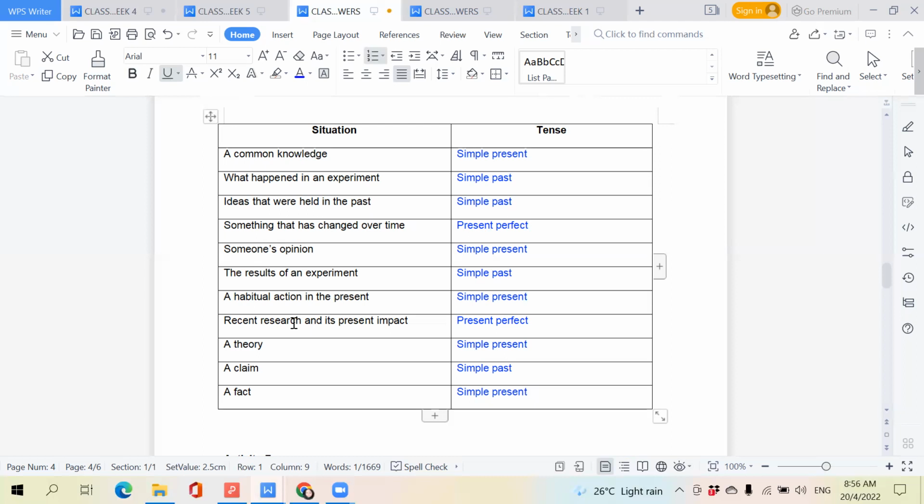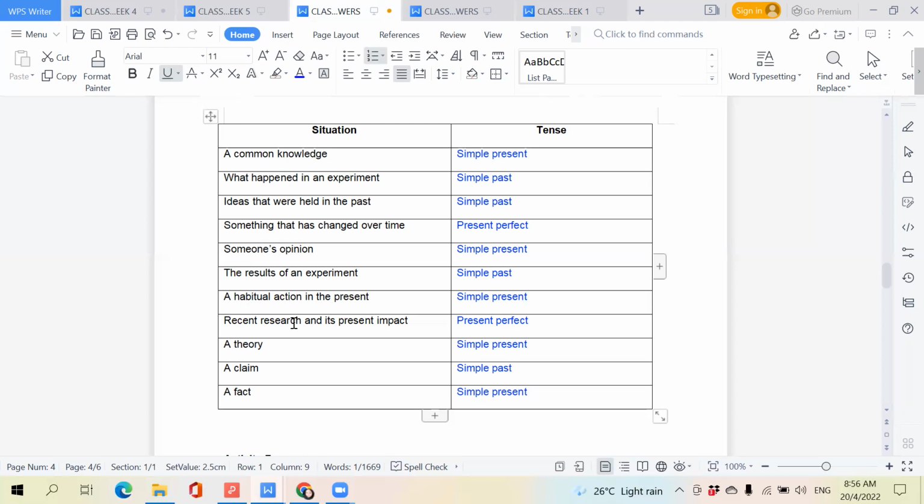There are many other tenses actually, not just this. But for the sake of this class and for you to be able to write accurately, these are the kind of tenses that you need to really focus on. Okay, all right. Next, a claim.